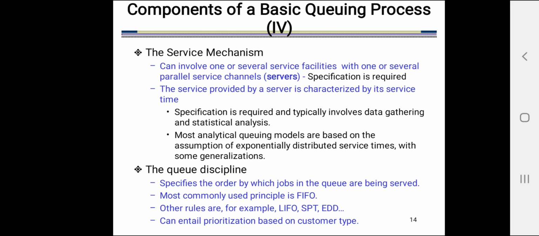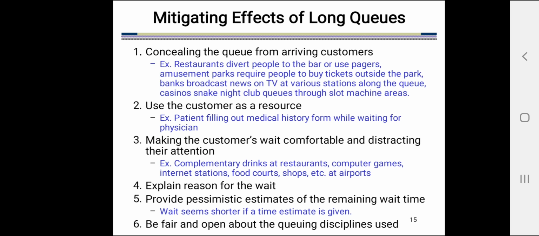So the queue discipline is also important. This specifies the order by which jobs in the queue are being served. So the most commonly used principle is FIFO, that is first in, first out. Then other rules are there, for example, LIFO, SPT, EDD, we will discuss later. So it can entail prioritization based on customer type. Depends upon type of customers. So you can give priority.